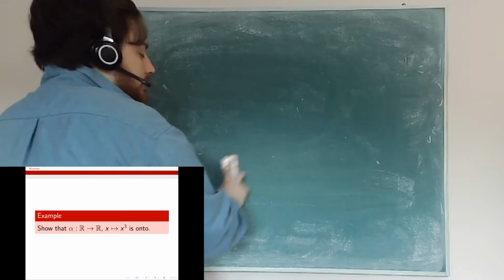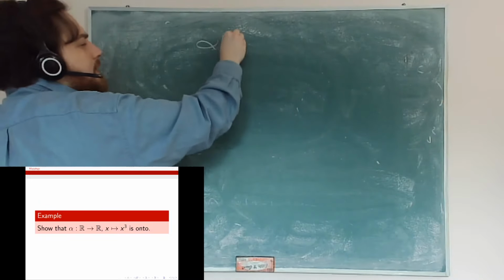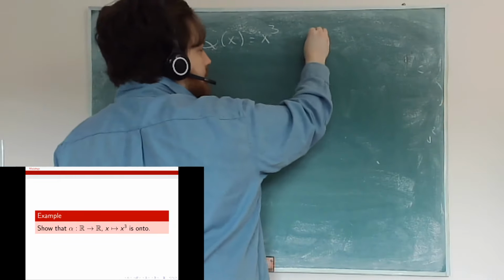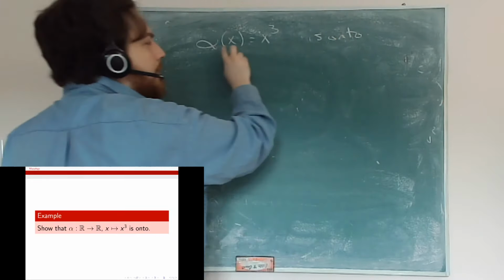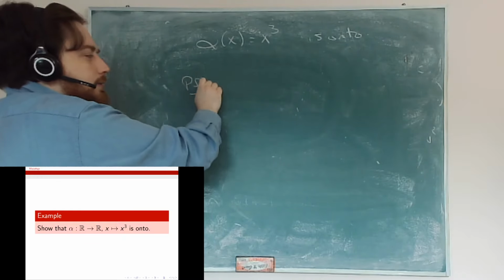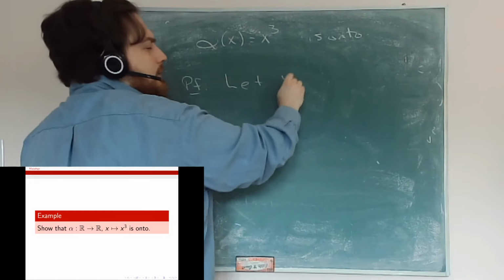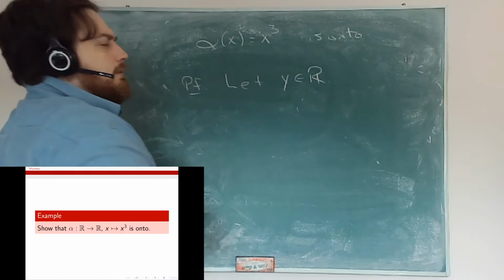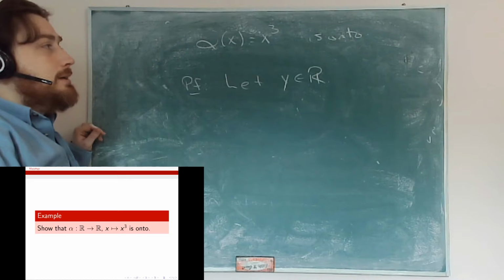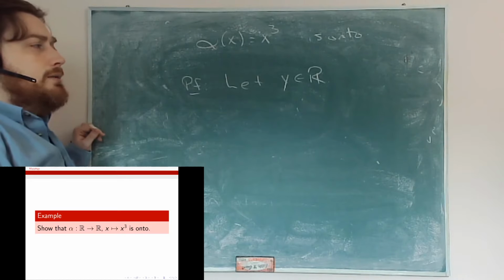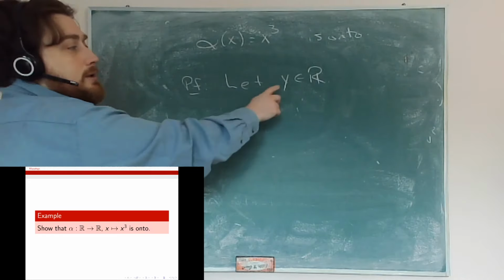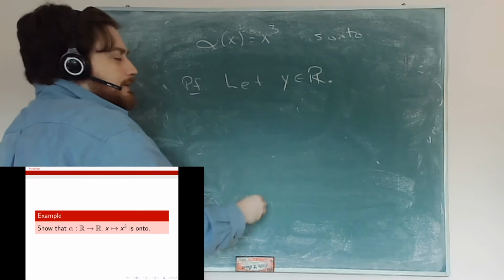So here what I have is alpha of x is equal to x cubed, and I want to show that this is onto for when I'm mapping the set of real numbers to the set of real numbers. So what would my proof look like? I would pick something in the codomain, and now I want this to work for everything in the codomain, so I'm just going to let y be an arbitrary thing in the codomain. I can't say pick -1 or 5 because my proof's only going to work for one number. I have to show this is true for all y in the codomain, so I'm just going to let this be an arbitrary y in the codomain.